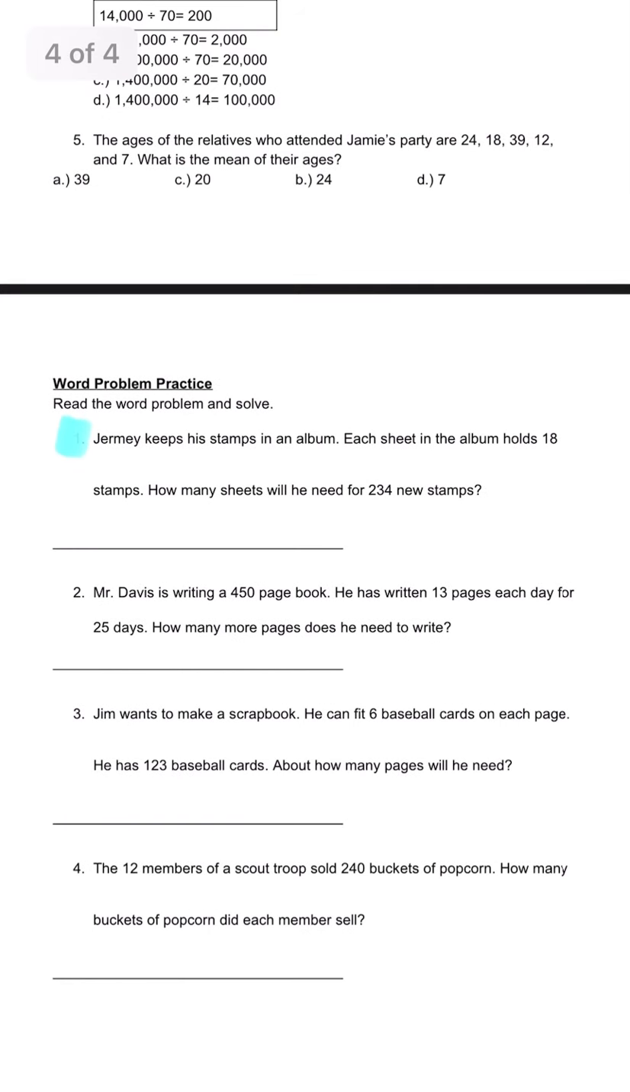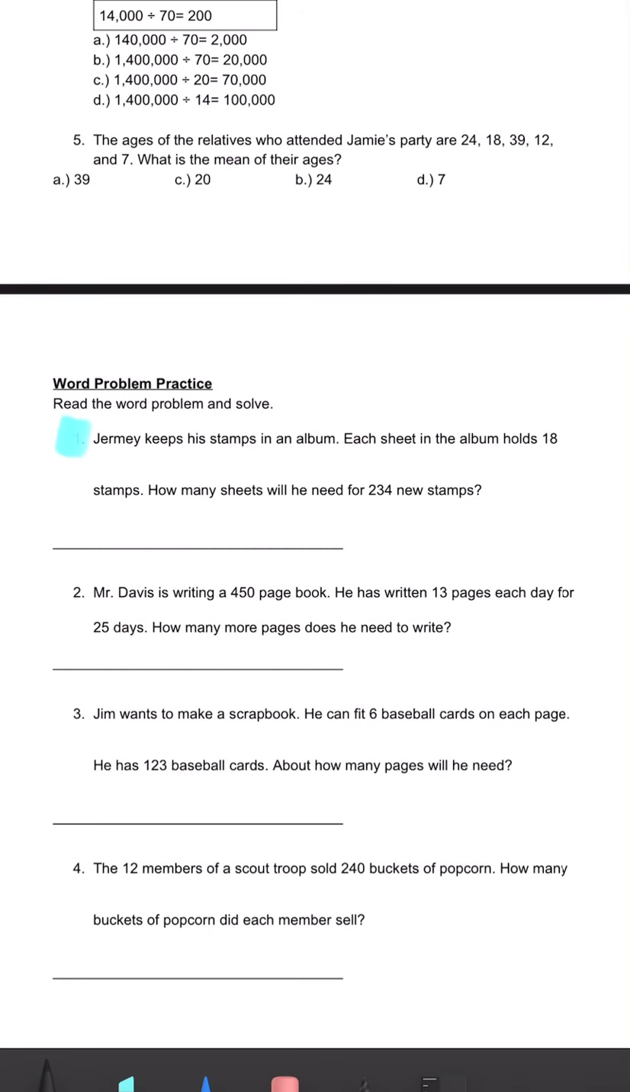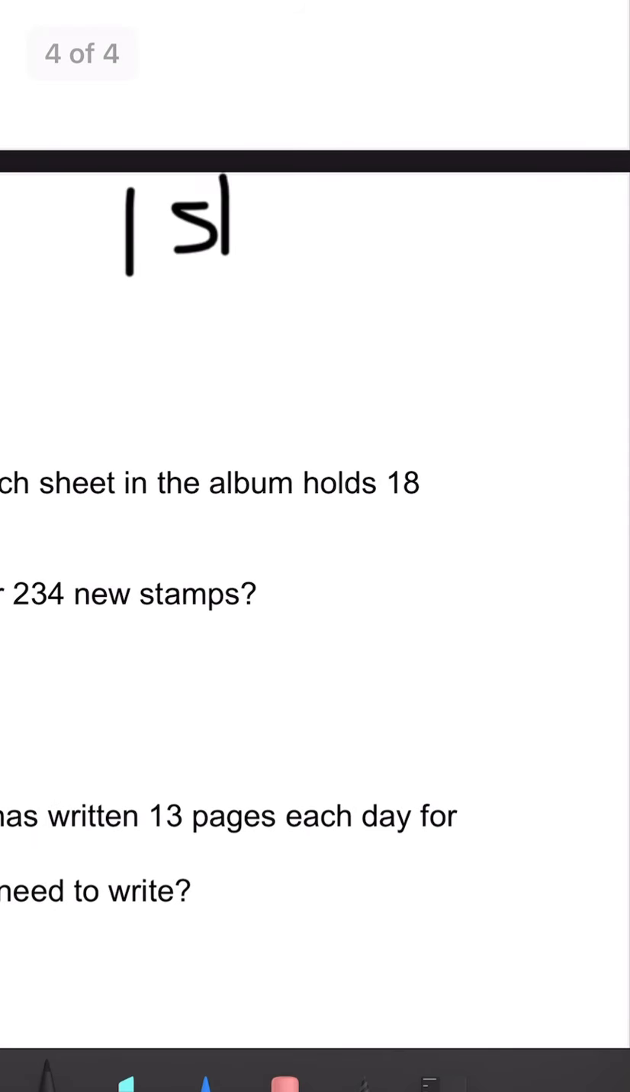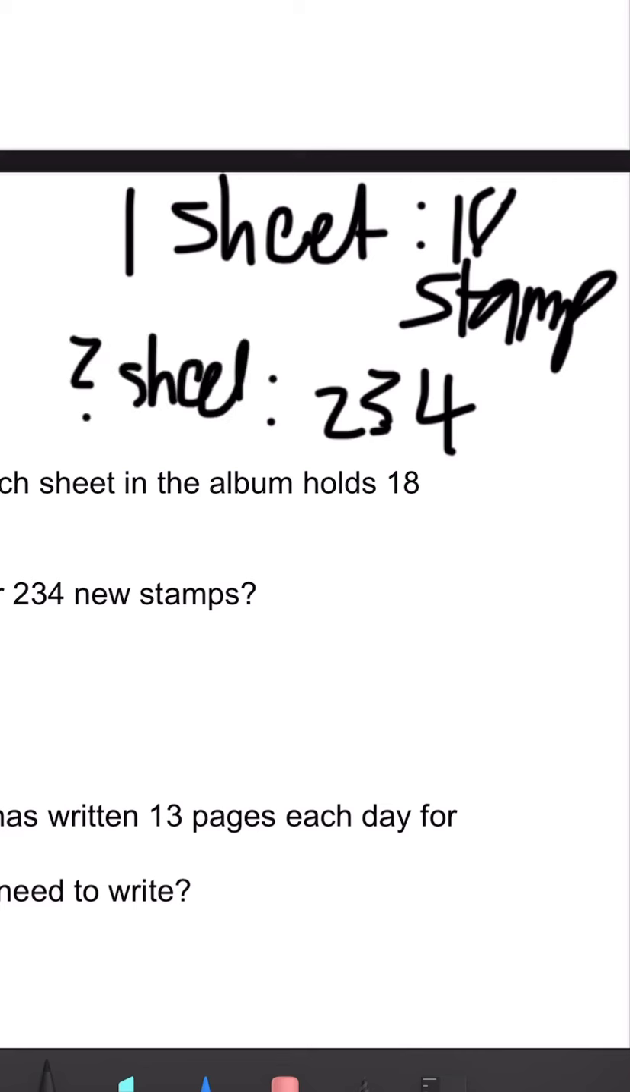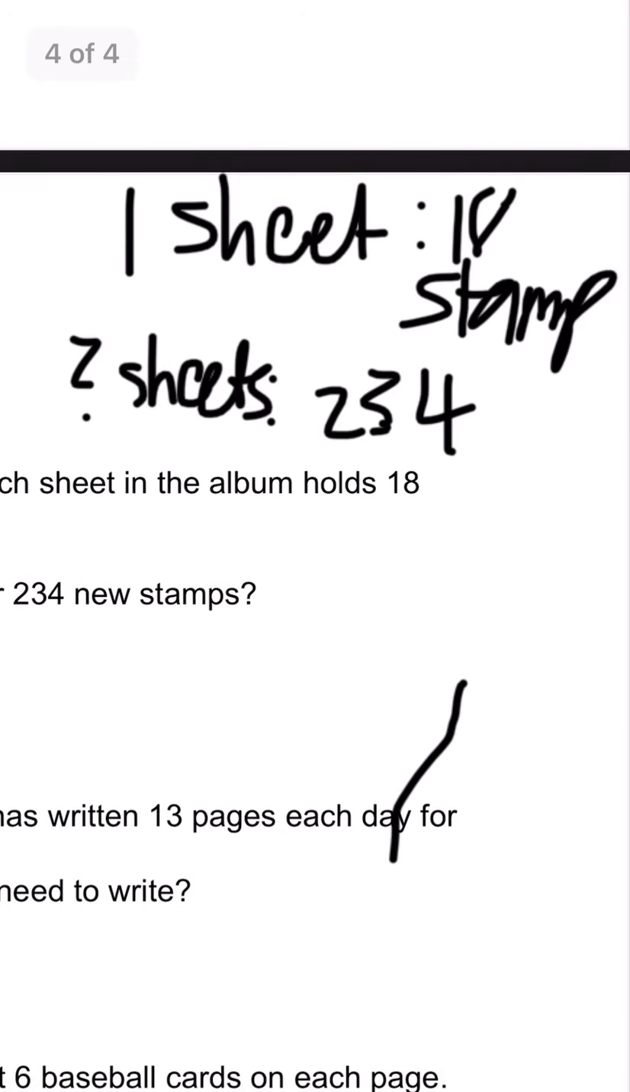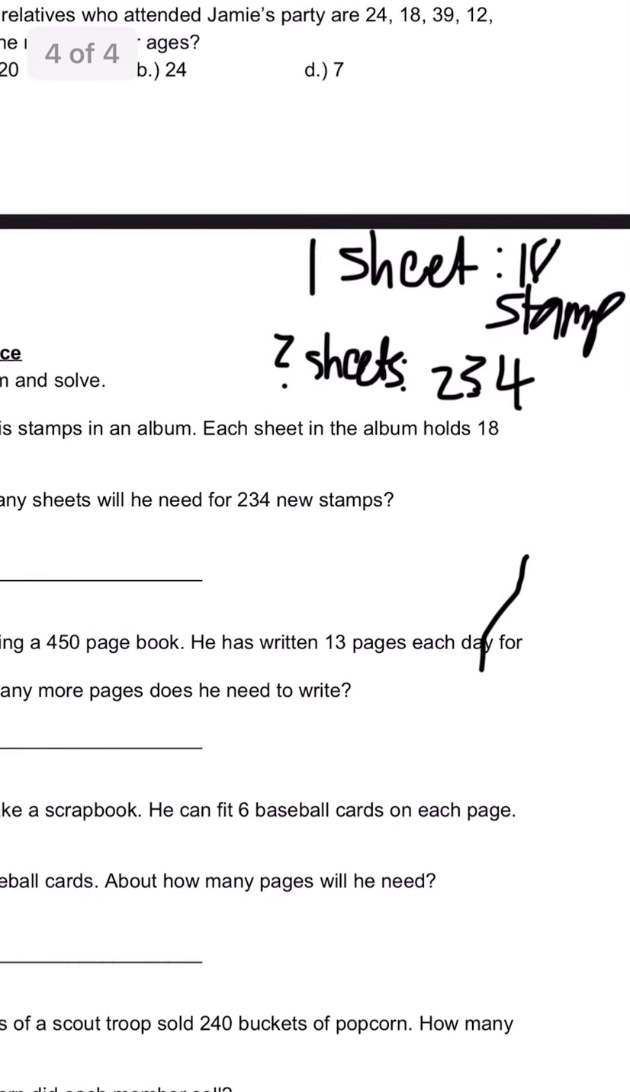We'll try word problem practice now. Number 1, Jeremy keeps his stamps in an album. Each sheet in the album holds 18 stamps. How many sheets will he need for 234 new stamps? So, one sheet equals 18 stamps. Now he has 234 stamps, so he's wondering how many sheets. So we'll do 234 divided by 18.